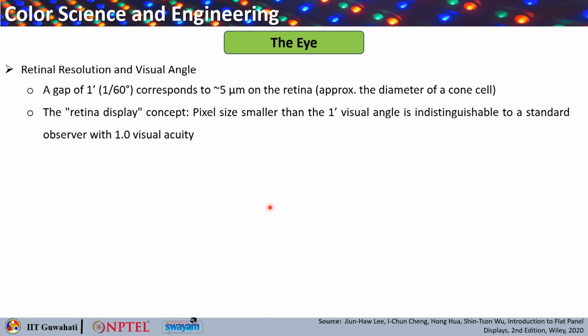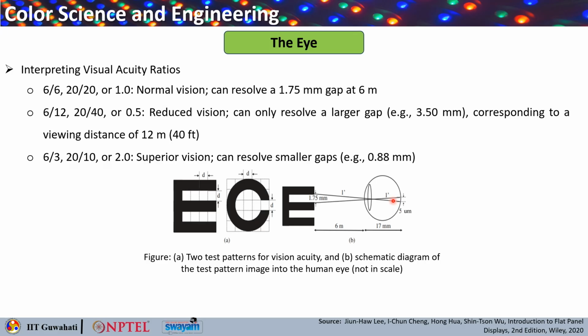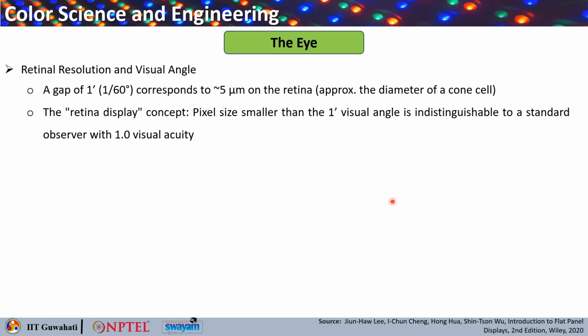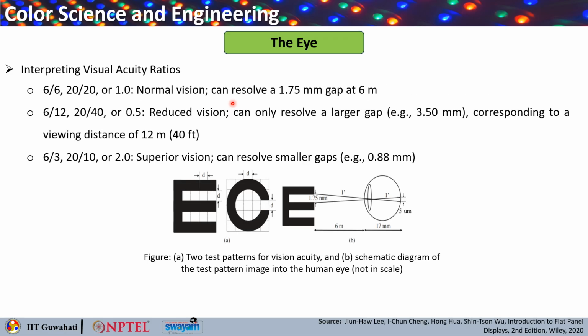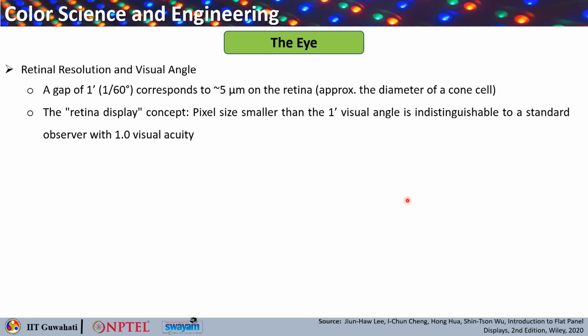So, what are the important parameters that you see here? This 1 minute angle. So, this is basically a gap of 1 arc minute, which is basically 1 over 60 degrees, that corresponds to 5 micrometer area on the retina. Okay. So, that is typically the diameter of a cone cell.